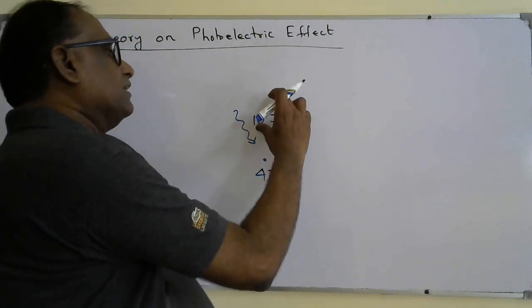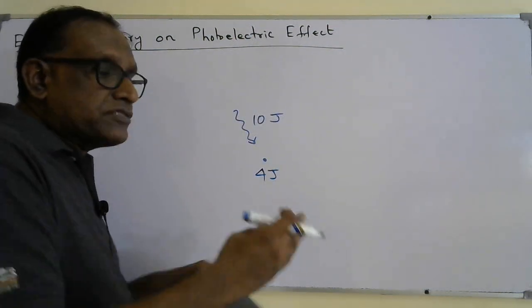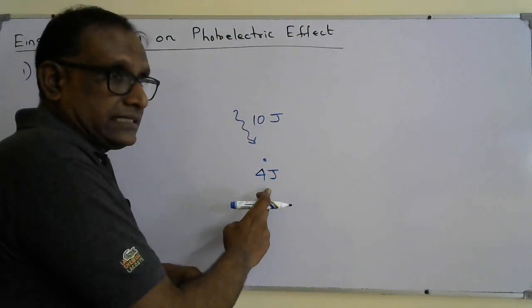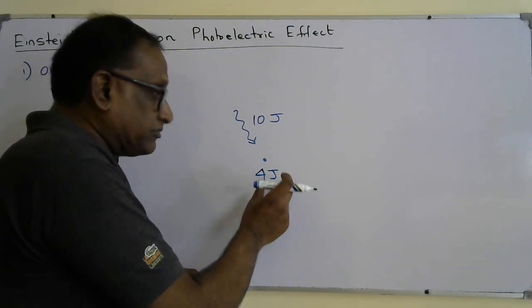So you know that if it gives all its 10 joules to the electron, the energy required to break the electron free is 4 joules.